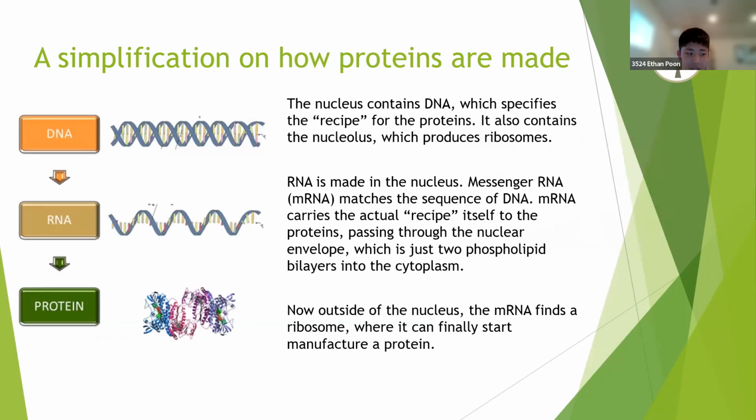So this is basically a simplification of how proteins are made. The nucleus contains DNA, which specifies the recipe for the proteins, and it also contains the nucleolus, which produces the ribosomes. And RNA is made in the nucleus, and each RNA, so basically we're using mRNA here, is specific to each DNA. So every sequence of DNA has a unique RNA by base pairing, you know, those A's, T's, C's, and G's. So A matches with T, C matches with G. Though in RNA, there's no T, and instead it's replaced with a U.